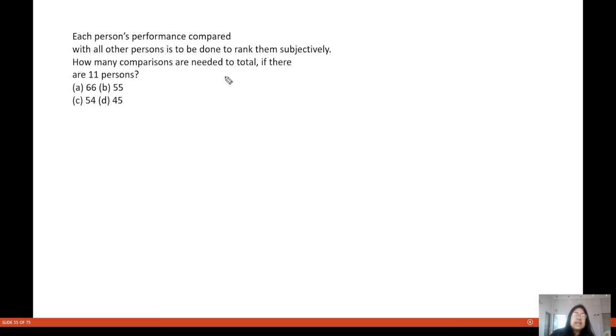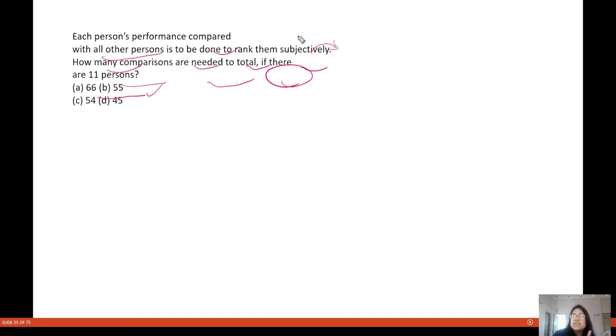Now it is saying each person's performance is compared with all other persons to rank them subjectively. How many comparisons are needed in total if there are 11 persons? Each person's performance compared with all other persons is to be done to rank them subjectively. How many comparisons are needed in total if there are 11 persons?